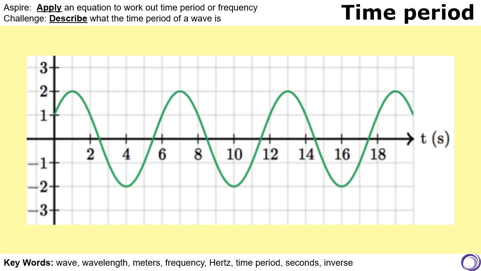Okay, let's see what it is. So if we label 1 full wave cycle here, I've labeled it between 2 peaks, but you could have labeled it between 2 troughs or between any 2 equivalent adjacent points along the wave. And looking at your x-axis, you can work out, so this wave cycle goes from 1 second up to 7 seconds, so the difference is 6. So the time period for this wave is 6 seconds. So it's as simple as that.